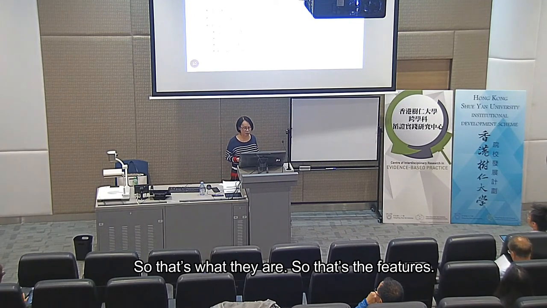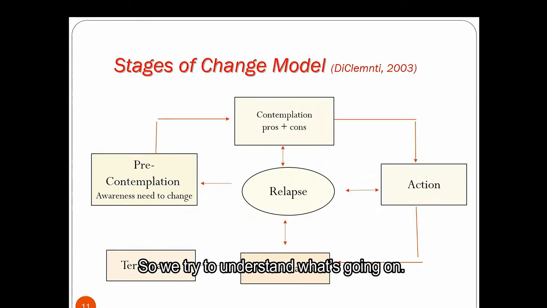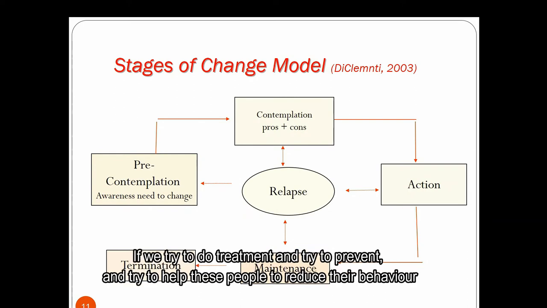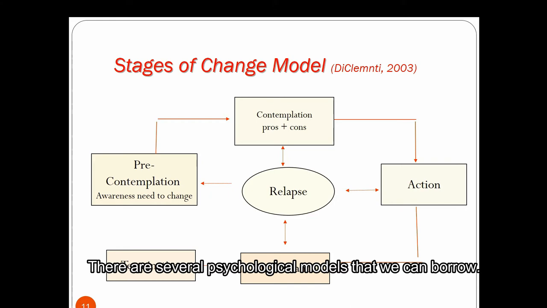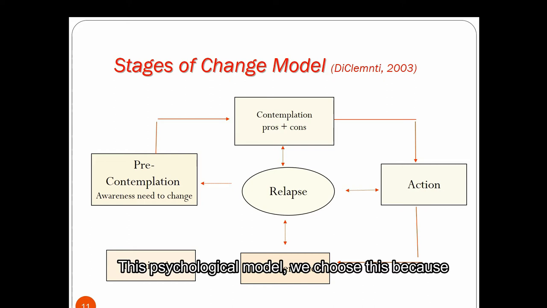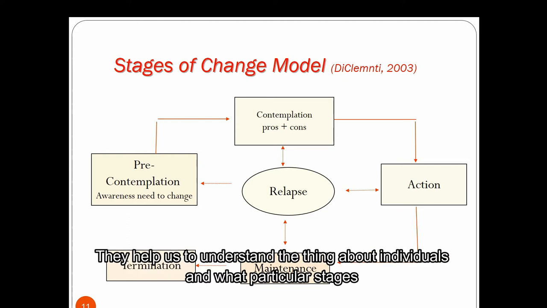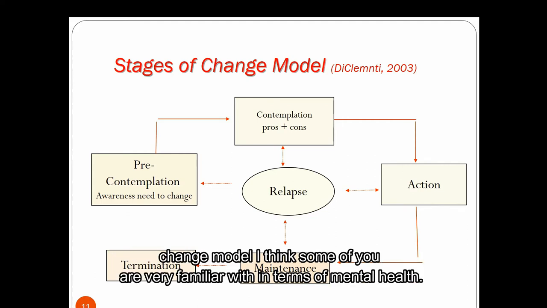So those are the features, and we try to understand what's going on. If we're trying to do treatment, prevent, and help these people to reduce their behavior, there are a lot of psychological models that we can borrow. We choose these because they help us to design our treatment program. They help us to think about individuals at particular stages. The stages of change model, I think some of you are very familiar with.